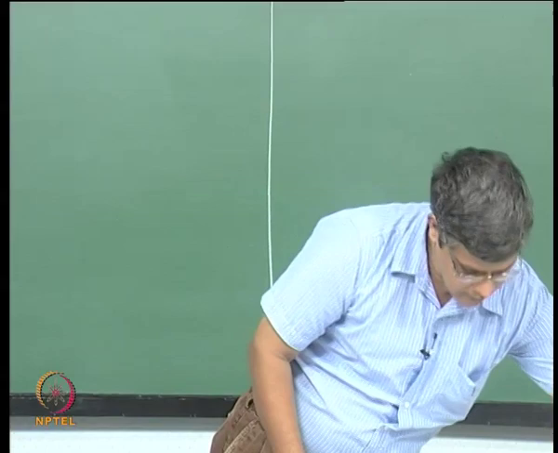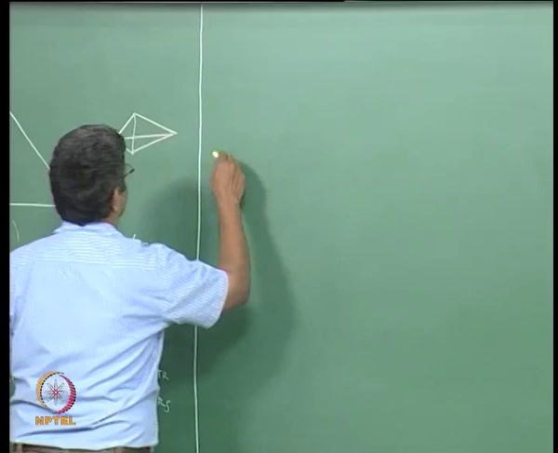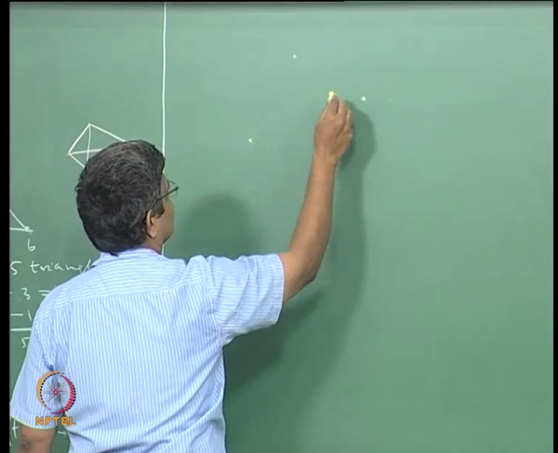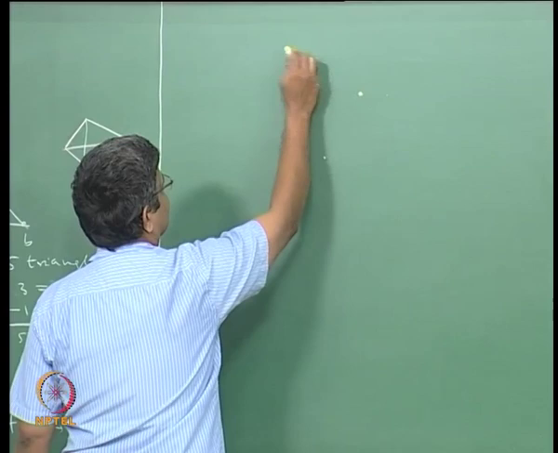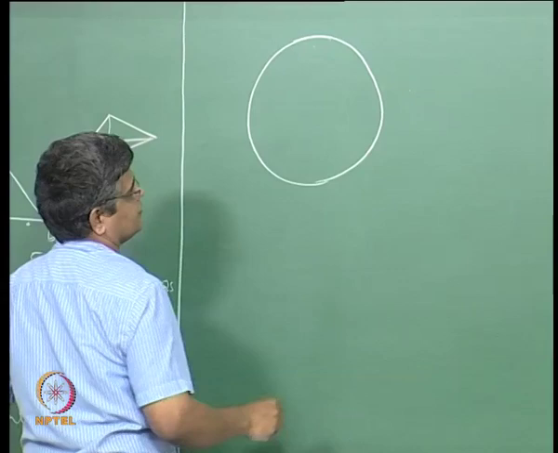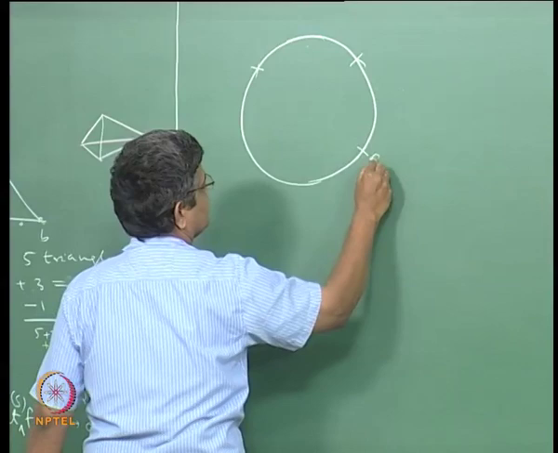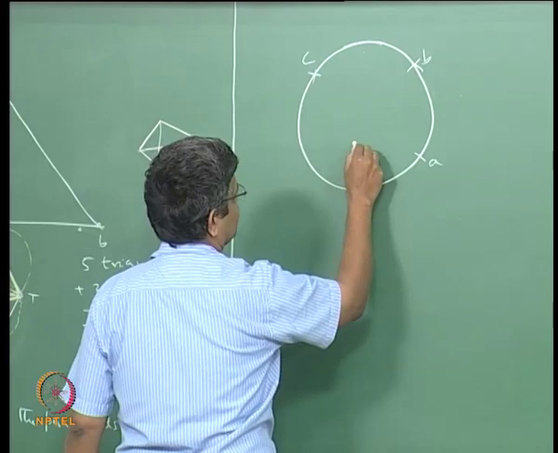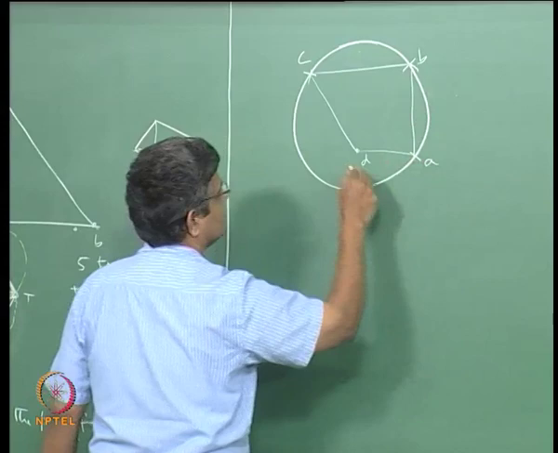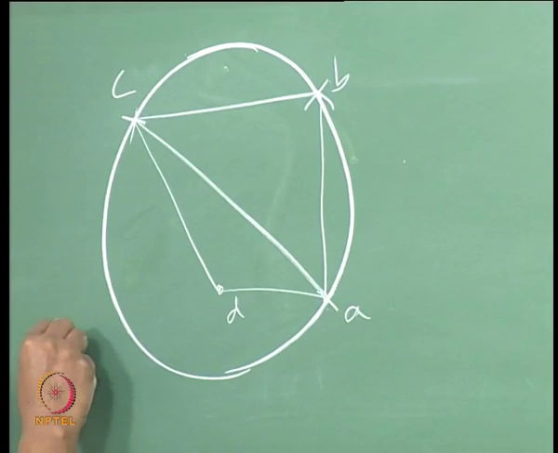For example, if you have 4 points, let me first draw a circle. So A, B, C, and we can consider 2 cases. For example, D, which is here, and we are looking at this being the triangulation, and another point E here, and this being the proposed triangulation.